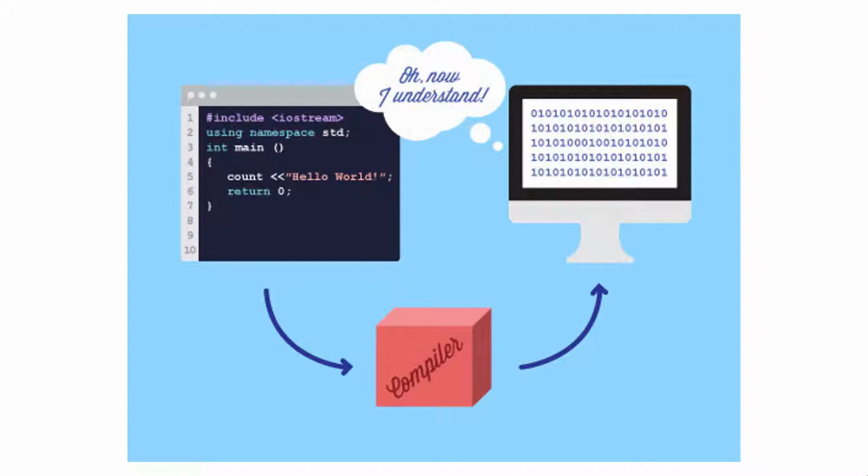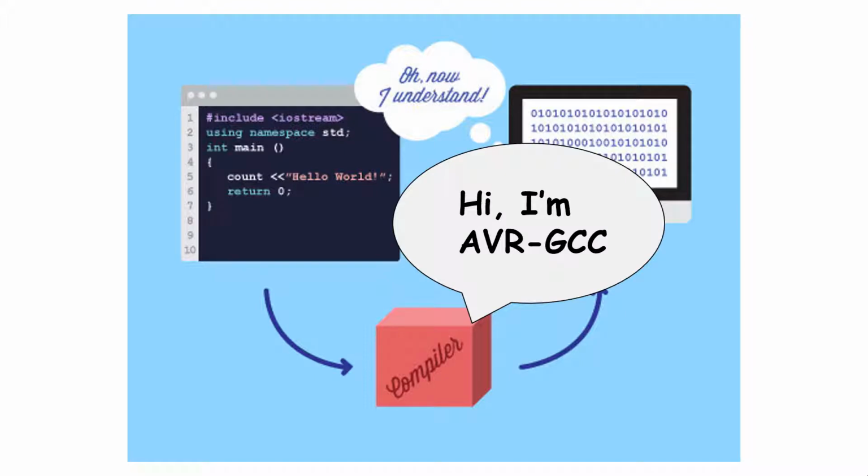Now, the compiler first transforms the code you write into assembly language. The name of the compiler we'll be using on our Uno is AVR GCC. Now, if you're new to this, it may sound kind of weird, but try not to get too hung up on it. It's just a name.